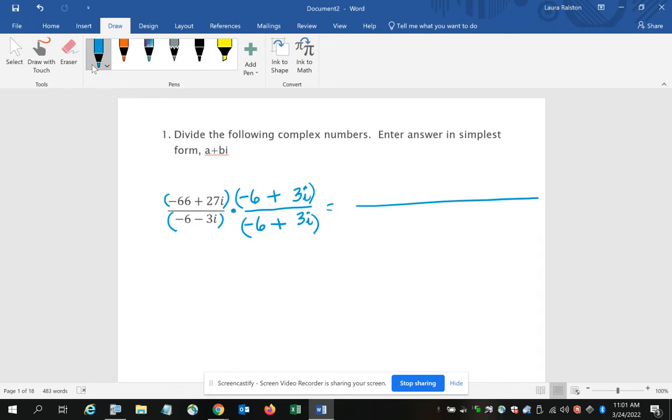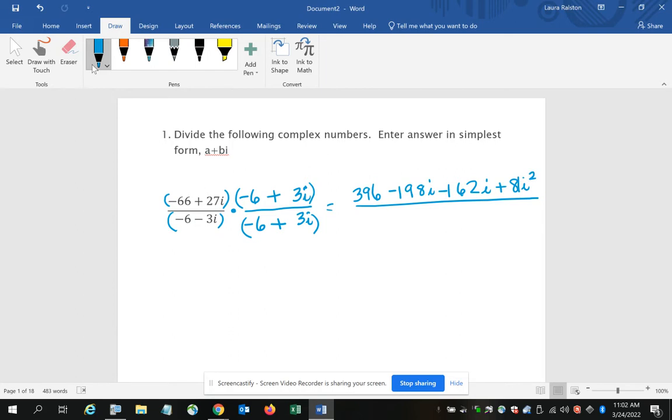So we get positive 396. Negative 66 times 3i would be negative 198i. 27i times 6 would be negative 162i. Watch your signs. And then 27i times 3i is going to be positive 81i squared.